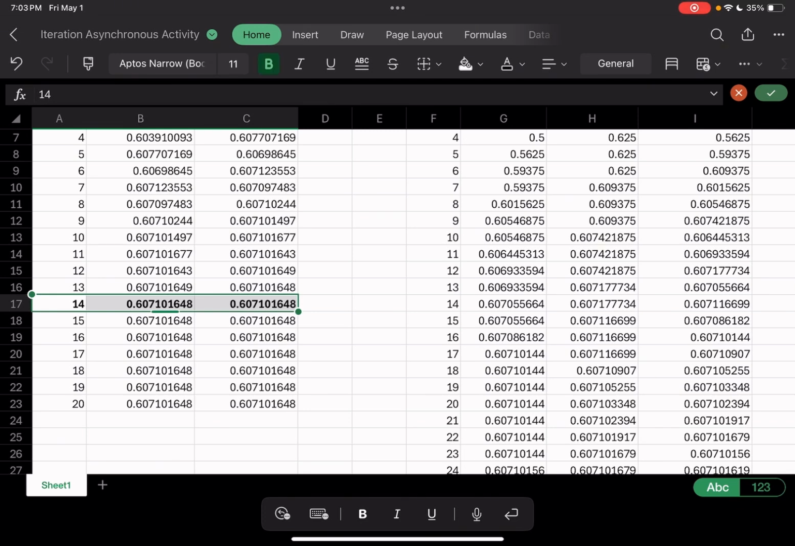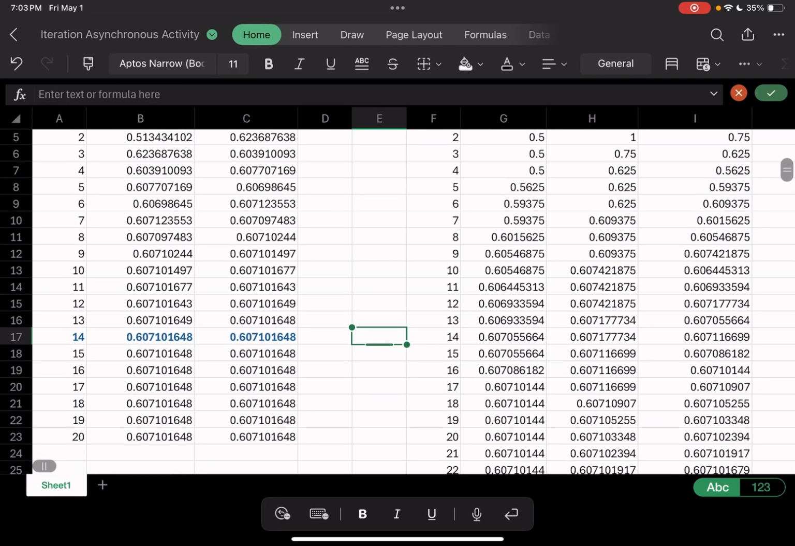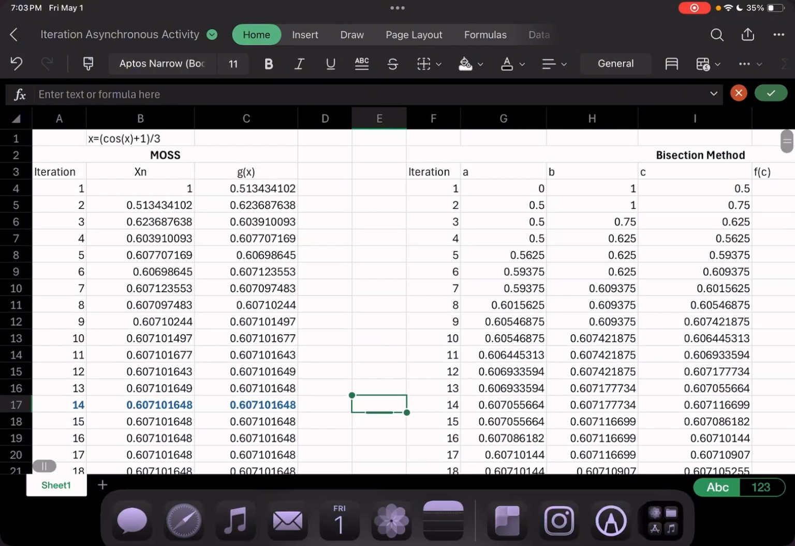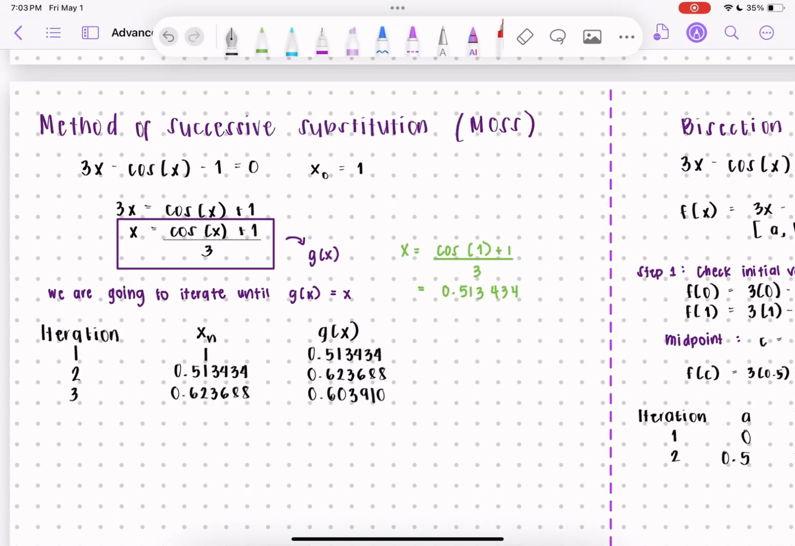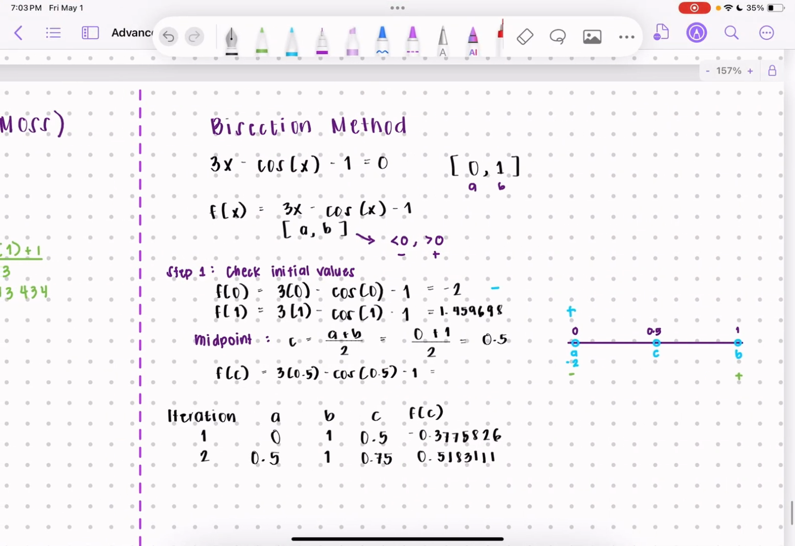Let me just bold that and change its color. So using the successive substitution method, the root will be 0.607101648. For the next method, we have the bisection method.